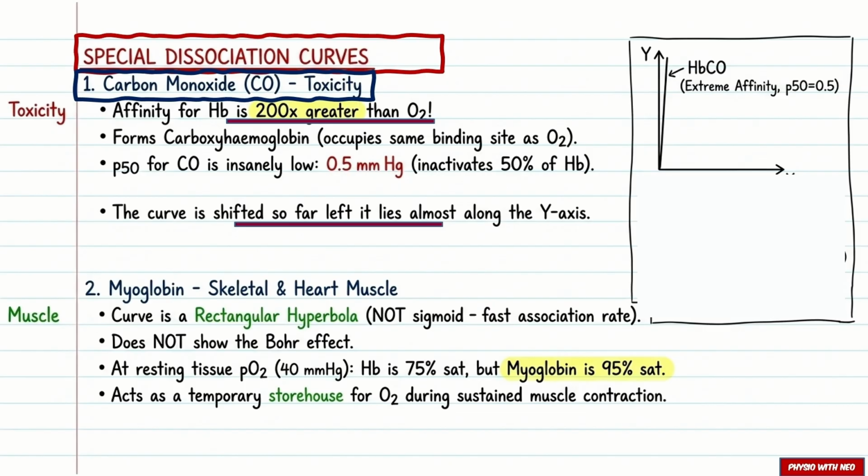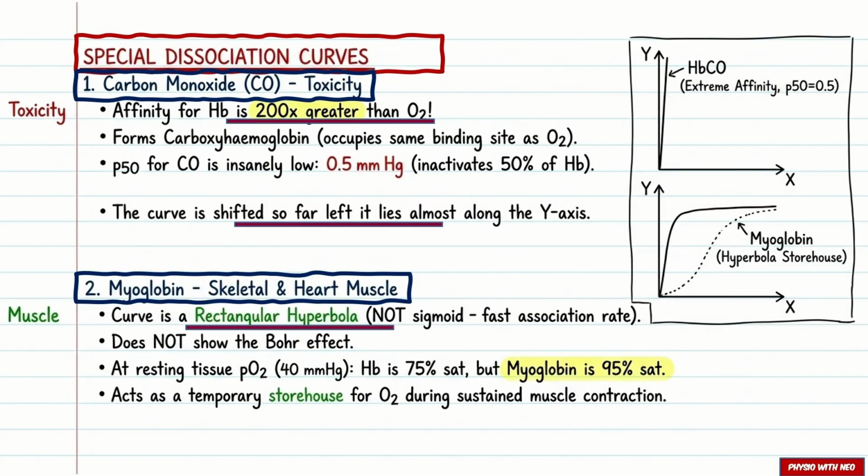The second curve is myoglobin, that is hemoglobin present in skeletal and cardiac muscle. This dissociation curve is a rectangular hyperbola because it has only one oxygen binding site, and this does not show the Bohr's effect. At resting PO2, where hemoglobin is 75% saturated, myoglobin is 95% saturated, so it acts as a temporary storehouse for oxygen during sustained muscle contraction.